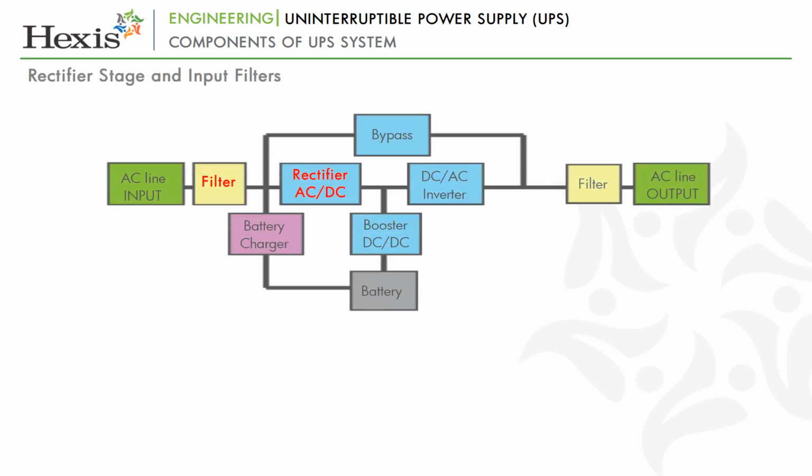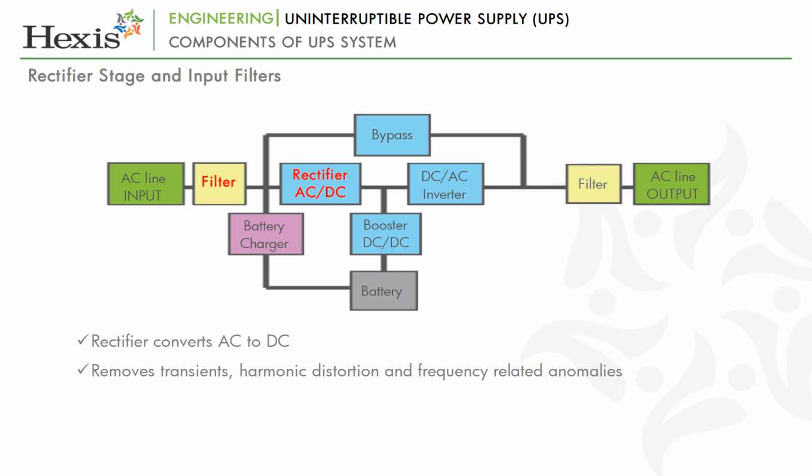Next component is rectifier stage and input filters. The AC input to the UPS needs to be filtered to lower harmonic current flow between the UPS and its source. The rectifier converts the incoming AC voltage to DC voltage. The output is free of transients, harmonic distortion, and frequency-related anomalies.